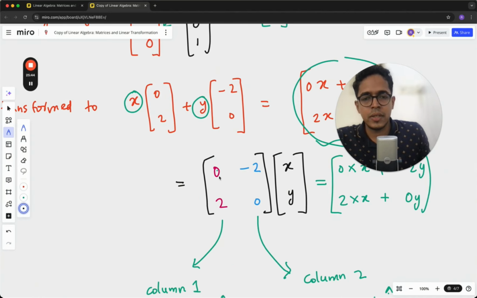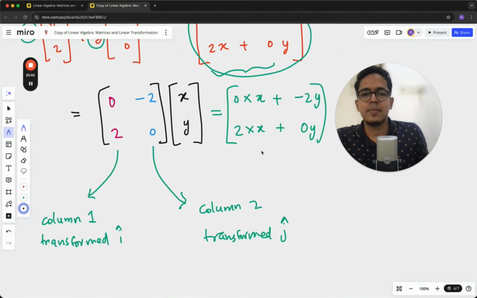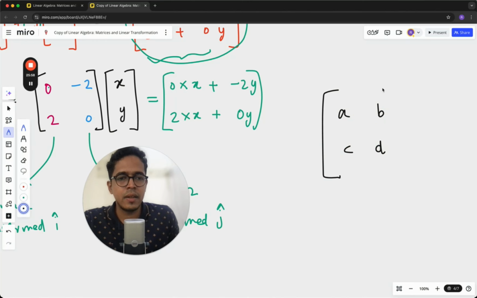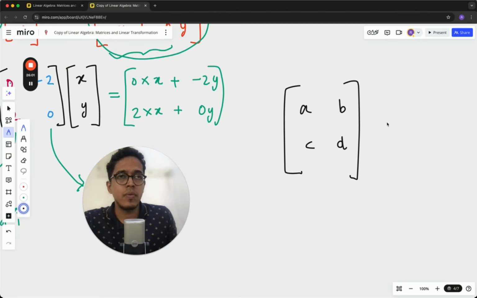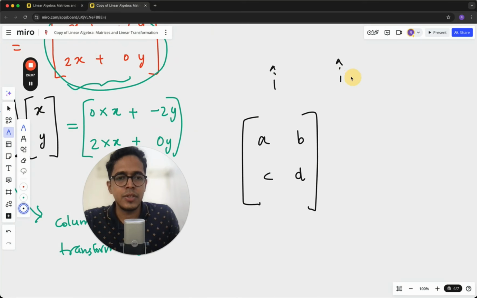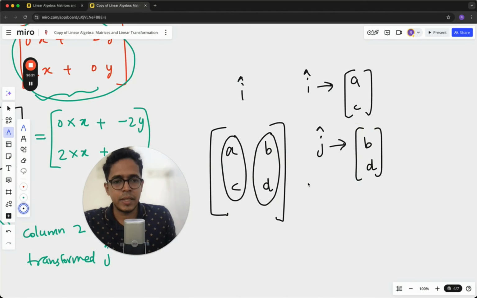Now look at the columns here. The first column is 0, 2. Second column is minus 2, 0. So if you have a linear transformation where the transformation matrix is defined as A, B, C, D, then we already know where the unit vector i is going to end up. i will transform to (A, C) because this is the first column of the transformation matrix, and j will transform to (B, D) because this is the second column of the transformation matrix. So we already know where i and j are going to end up.